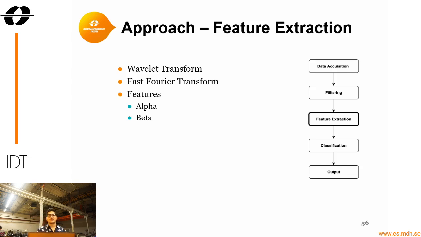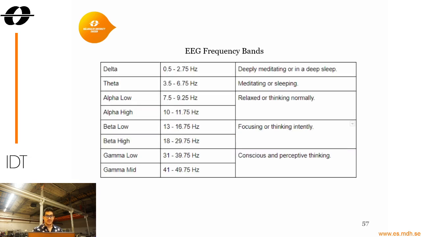So for feature extraction, we use two approaches, wavelet transform and fast Fourier transform. And the fast Fourier transform gave the best result out of the two, and that's why we decided to further implement this in the online application, because with the fast Fourier transform we could see the data in the frequency domain, and we could clearly see the features we needed, which was alpha and beta. We could clearly see the frequencies. I'm going to show you.